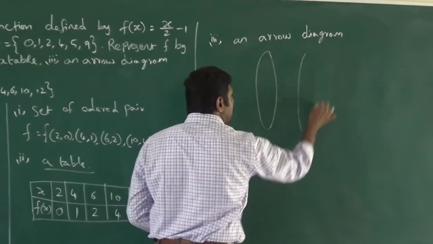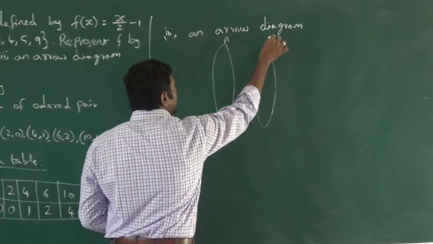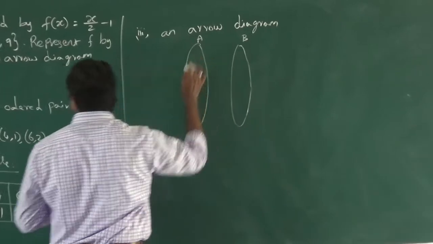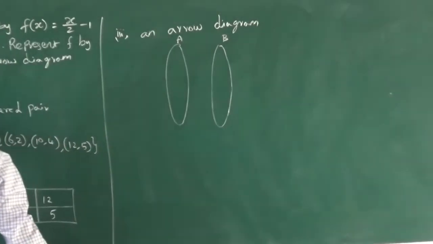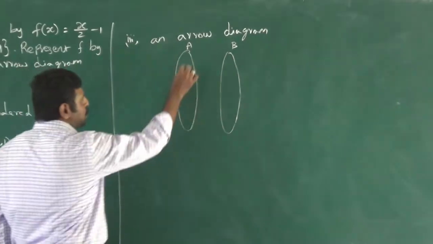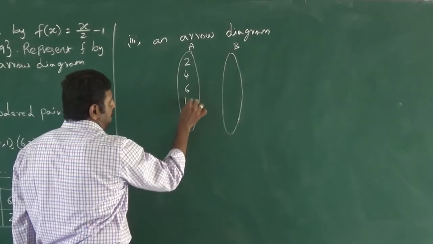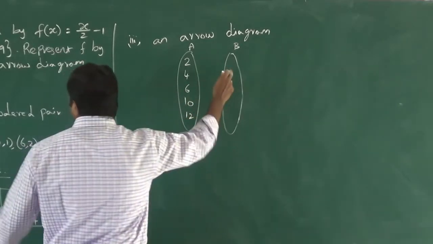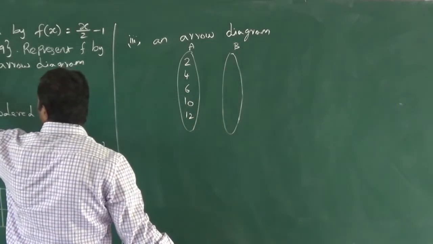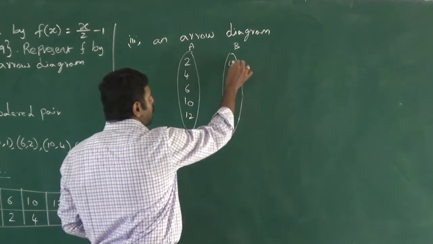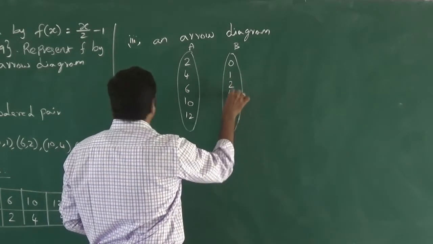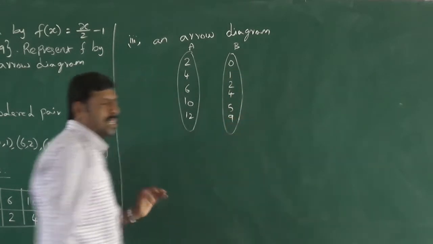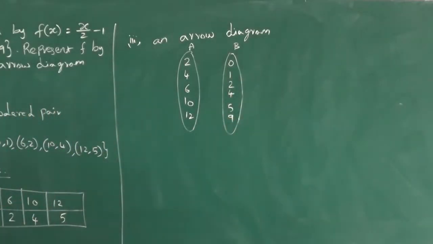And then second set. The first set is A and the second set is B. The first set elements are 2, 4, 6, 10, 12. And then the set B is 0, 1, 2, 4, 5, 9. The function is represented, right?